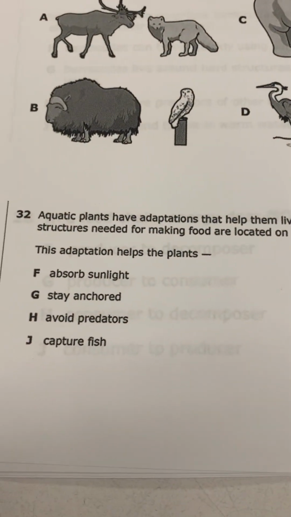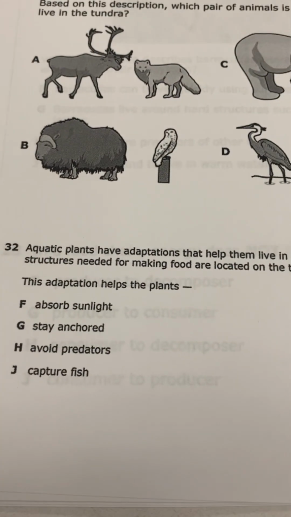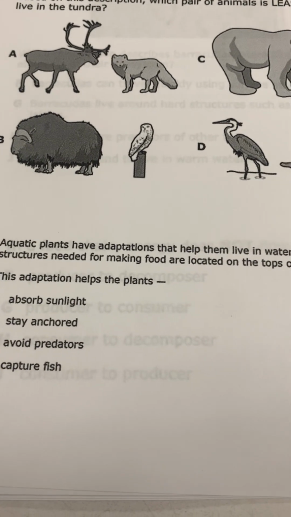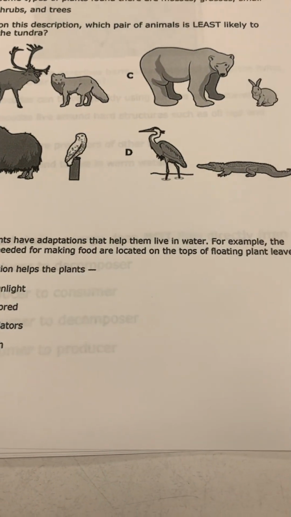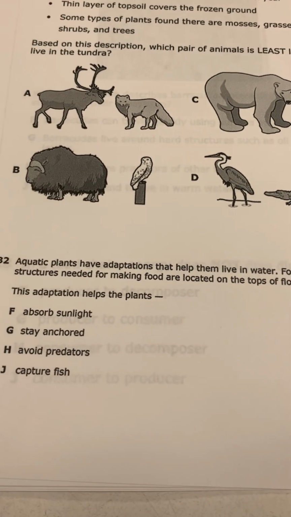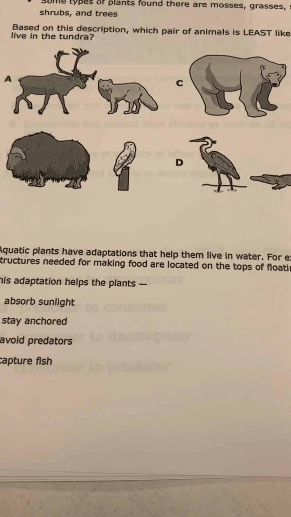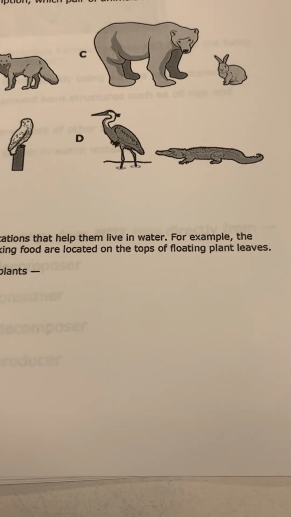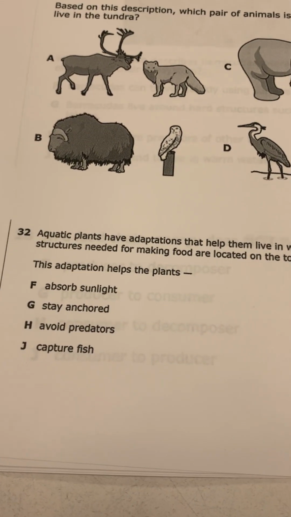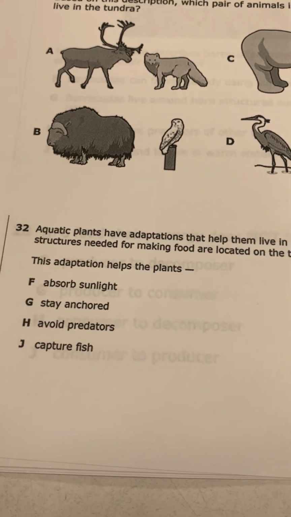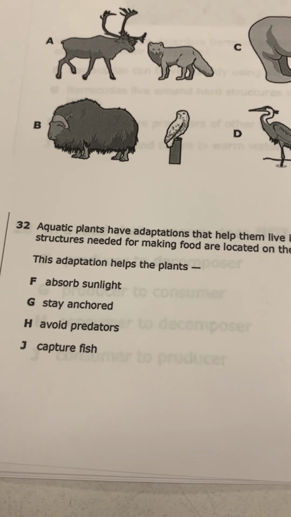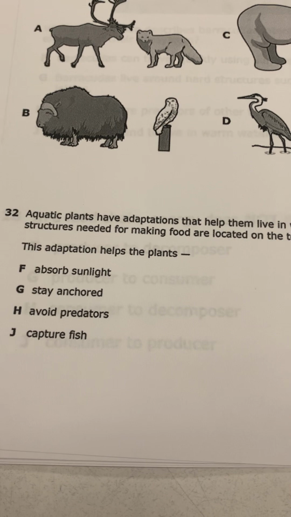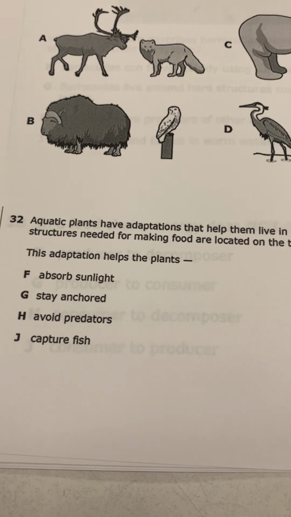All right, question number 32. It says, aquatic plants have adaptations that help them live in water. For example, the structures needed for making food are located on the tops of the floating plant leaves. The adaptation helps the plants F, absorb sunlight, G, stay anchored, H, avoid predators, or J, capture fish.